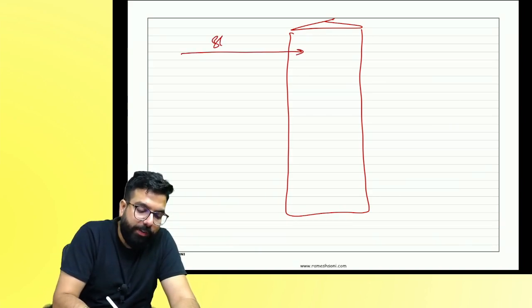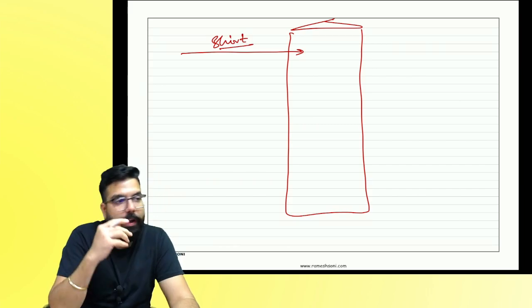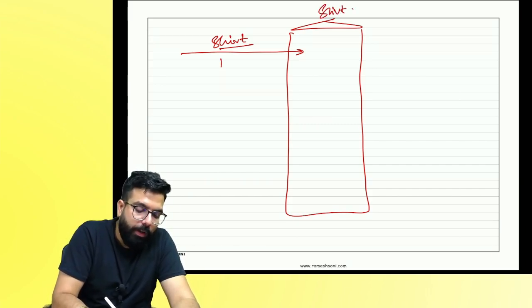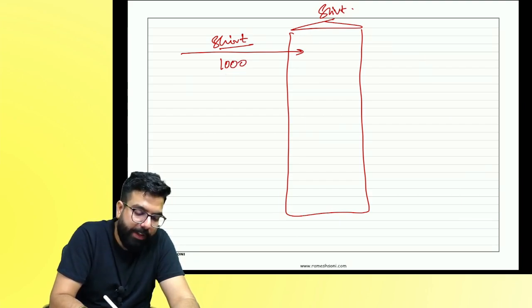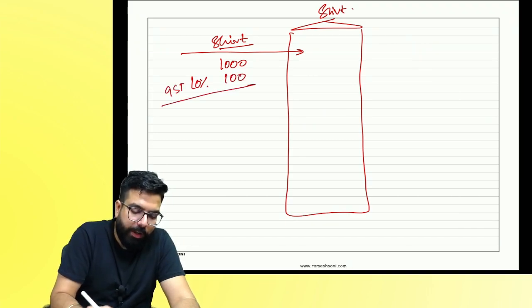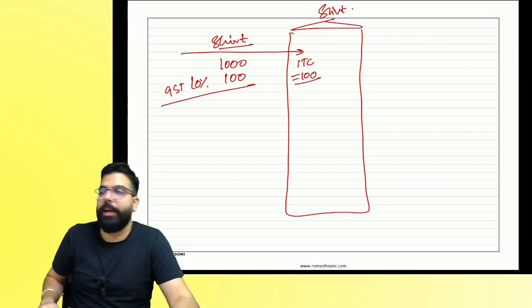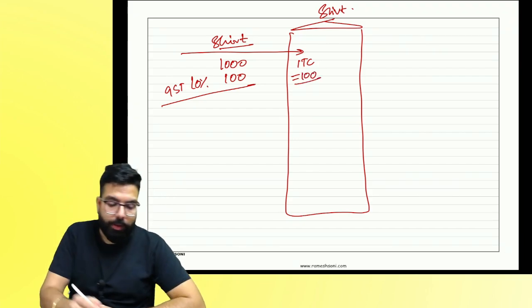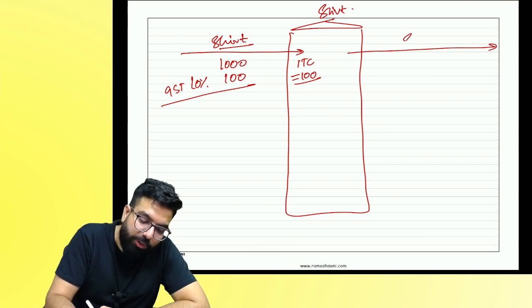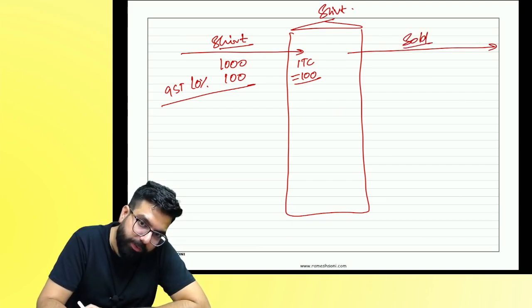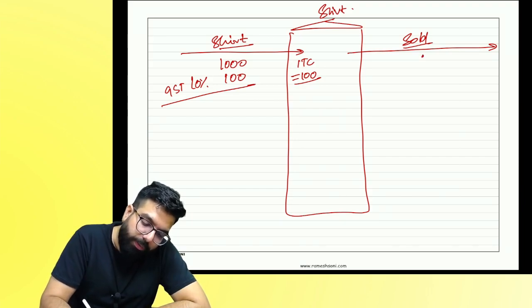I bought one shirt. I am a shirt dealer. 1000 rupees for the shirt, 100 rupees GST paid, which is 10%. How much input tax credit will I get? Any doubt till here? I went ahead and sold this shirt for 2000 rupees.